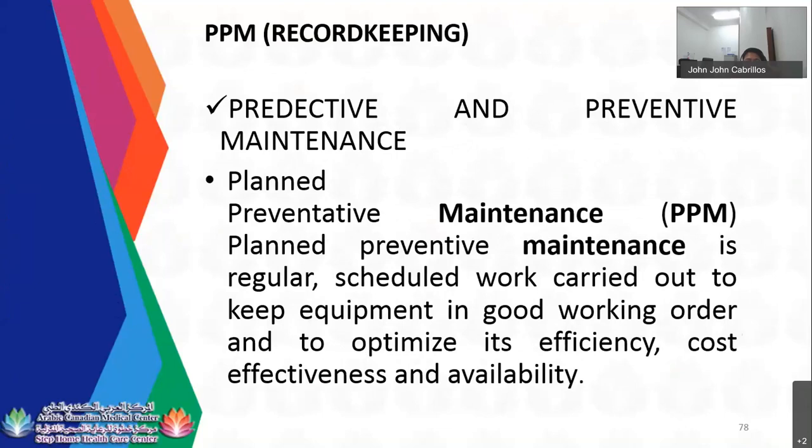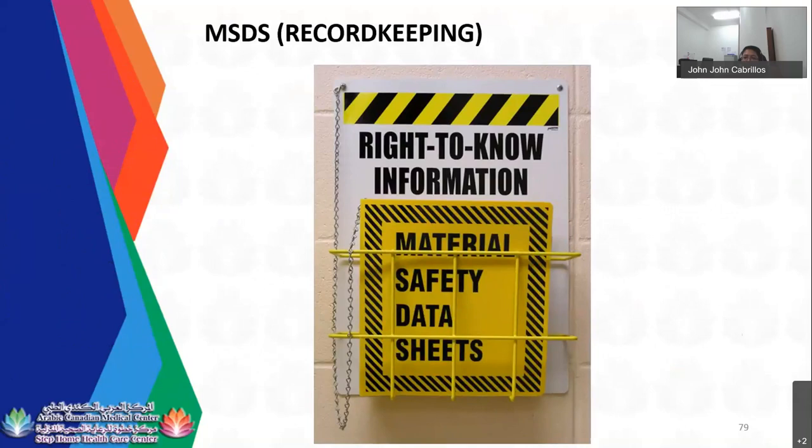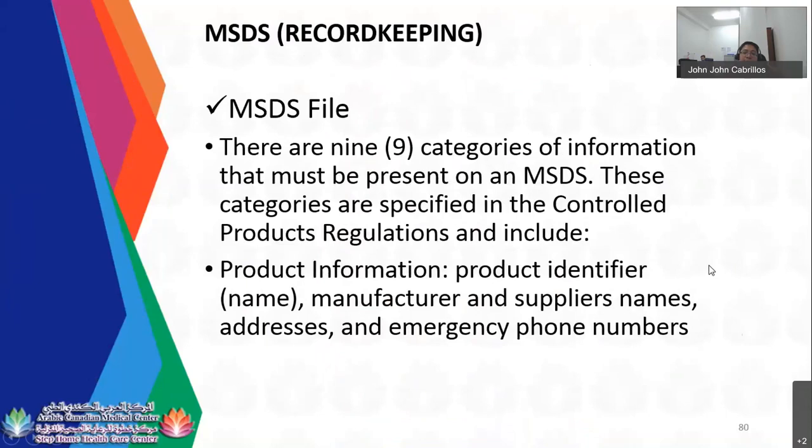So for your MSDS, it should be kept in CSSD since you are dealing with chemicals. Your material safety data sheet is compiled data for your chemicals. So your MSDS file has 9 categories of information. The product information, product identifier, the emergency contact number, the address, it should be there.